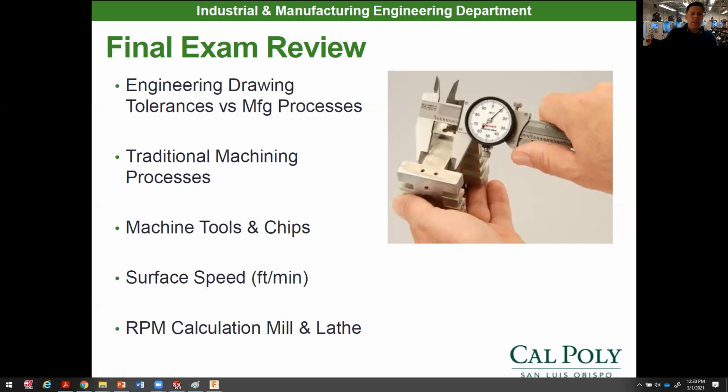And we use these surface speeds to calculate the RPMs for our mill and our lathe or our drill or whatever's spinning in manufacturing. We're going to use that surface speed to calculate the spindle RPM for it. So I would be ready to do an RPM calculation either on a mill or a lathe or both. I'll give you the surface speed, I'll give you the equation, the 4V over D, and I'll give you every variable you need in order to calculate the RPM for either a mill or a lathe.